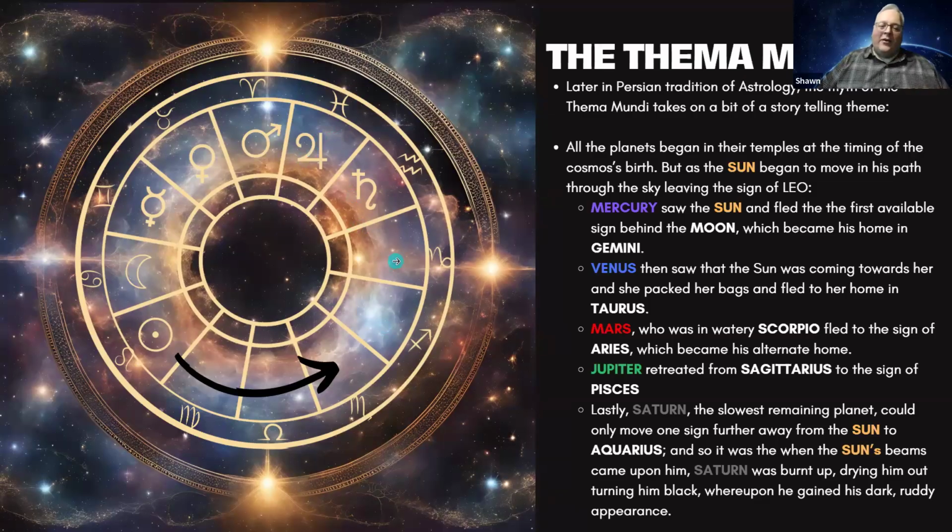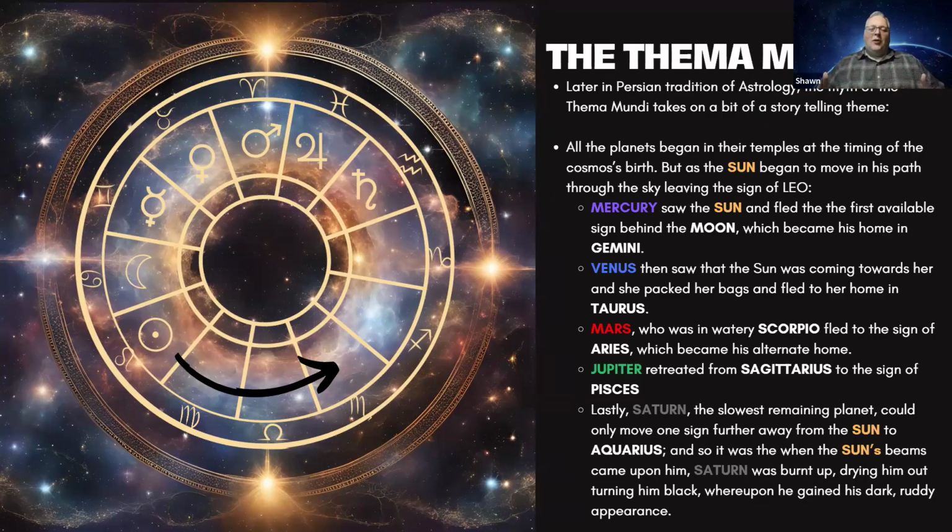And lastly, poor Saturn, who was the slowest remaining planet, could not escape very far or very quickly from the sun. In fact, Saturn could only move one more sign away from the sun into Aquarius. And so it was that when the sun caught up to Saturn, the heat of the sun's beams came upon him and burnt Saturn and turned him black. And that was a part of the mythology of why Saturn was known as a planet that was ruddy and dark in complexion, and people who had Saturn placements often had dark hair color and ruddy skin. And there's a whole bunch of things related to physical astrology that we're not going to get into.